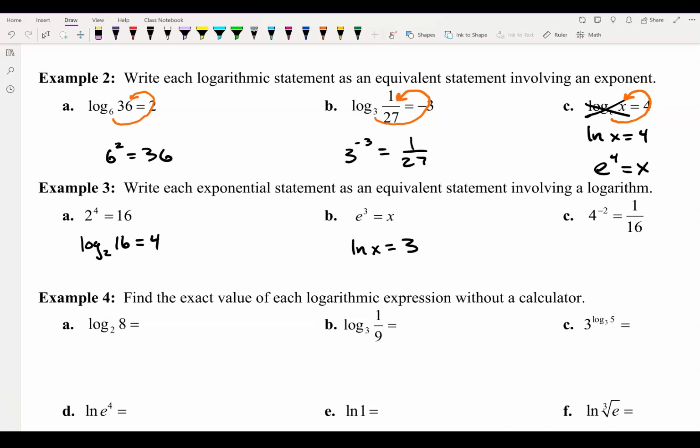And the next one, we have log base 4. We want to get a result of 1 over 16 when we raise 4 to the negative 2 power.